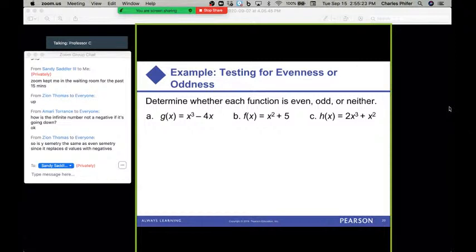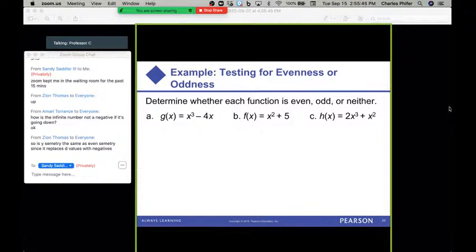So y-axis symmetry means it's something like a parabola, right? You can fold it on the y-axis. The y values are going to stay the same, but the x values are going to be opposite in sign. One's going to be positive, one's going to be negative, but the y values stay the same, right? So with y-axis symmetry, we can fold it on the y-axis, and they're going to match up.